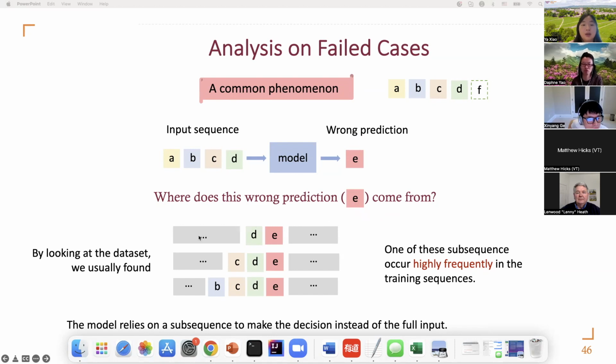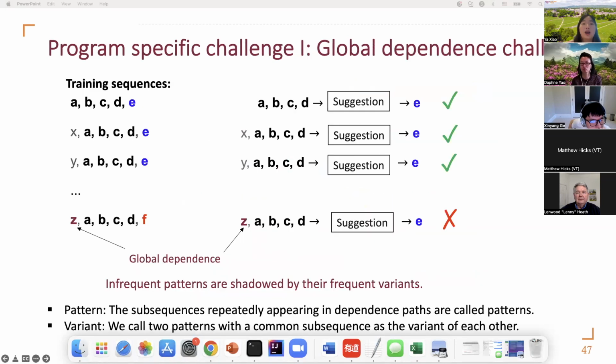We want to learn where this wrong prediction E comes from. If we count the statistics of certain subsequences of the input followed by E, such as DE, CDE, or BCDE, we would find at least one of these subsequences occurs highly frequently in the training data set. In one word, this model relies on a subsequence to make the decision instead of the full sequence. We describe this phenomenon as the global dependence challenge. By the term global dependence, we refer to the dependence predecessor located a bit far from the prediction location, sometimes even out of a local method. So it often requires inter-procedural analysis to collect it.